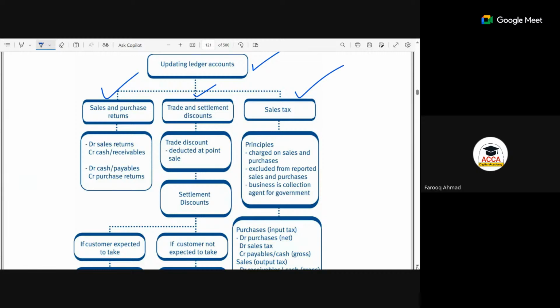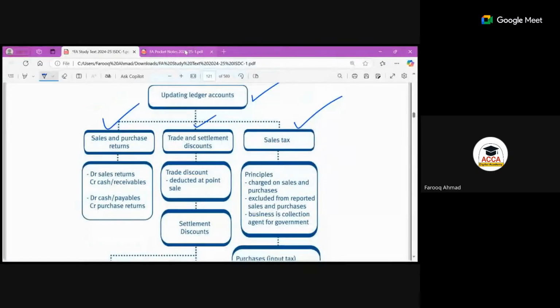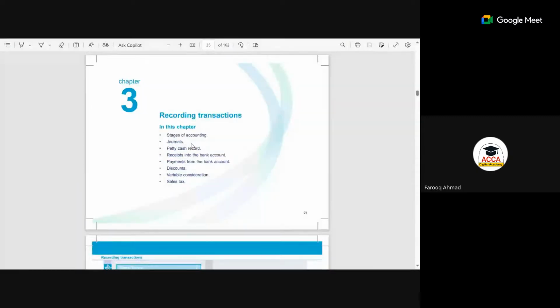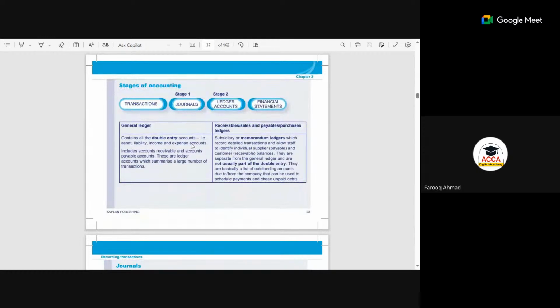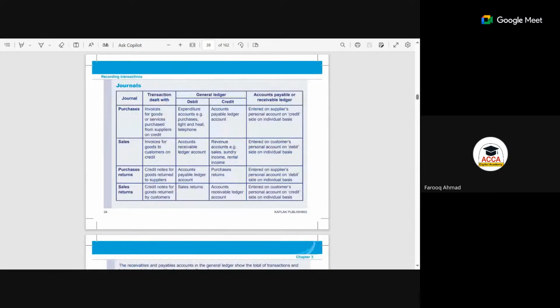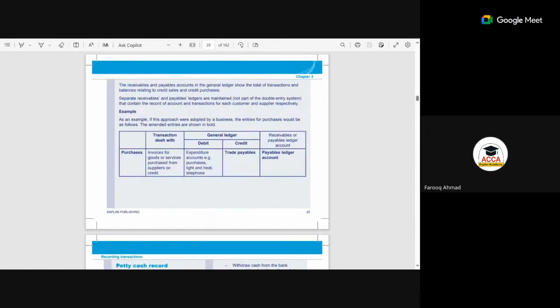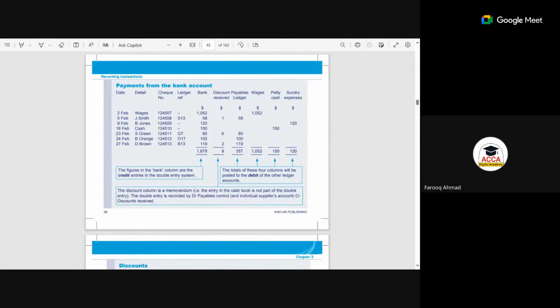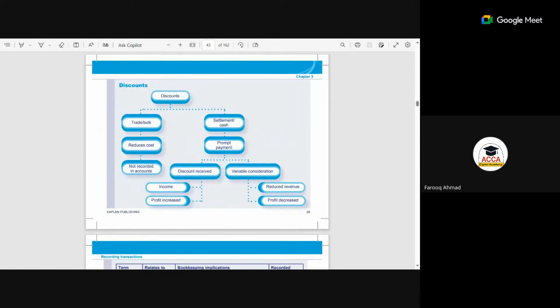Now let me show you a pass card for the same chapter which we have done so far. This is a pass card for the steps of accounting treatment: the accounting stages, transactions and journals, purchases, purchase returns, and receipts into the bank, how payments are received. This is the format table: payments from the bank account, discounts, settlement discount, cash discount.